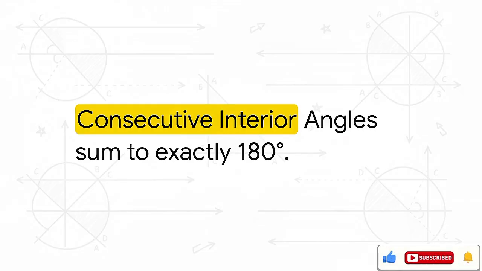Finally, picture a C shape. This one outlines the consecutive interior angles, which are sometimes called allied or same-side interior angles. Now, here is where you have to pay attention. Unlike the Z and the F shapes, these two angles are not equal. Because they're boxed in on the same side, they are supplementary. They uniquely sum to exactly 180 degrees.